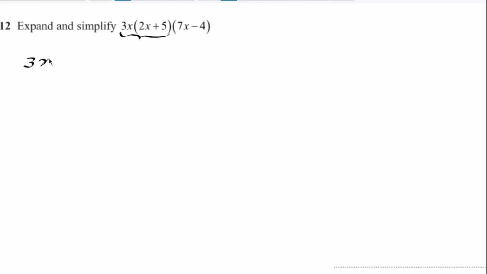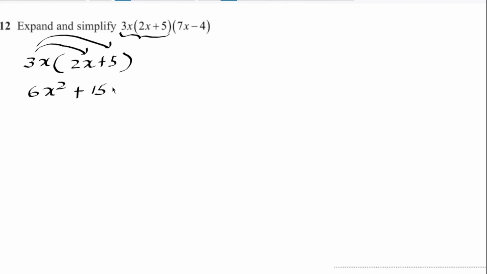3x times 2x plus 5. So I know that I need to multiply this one as well as this one. So let's multiply out: 6x squared plus 15x. Then this answer is to be multiplied by the remaining expression, which is 7x minus 4.